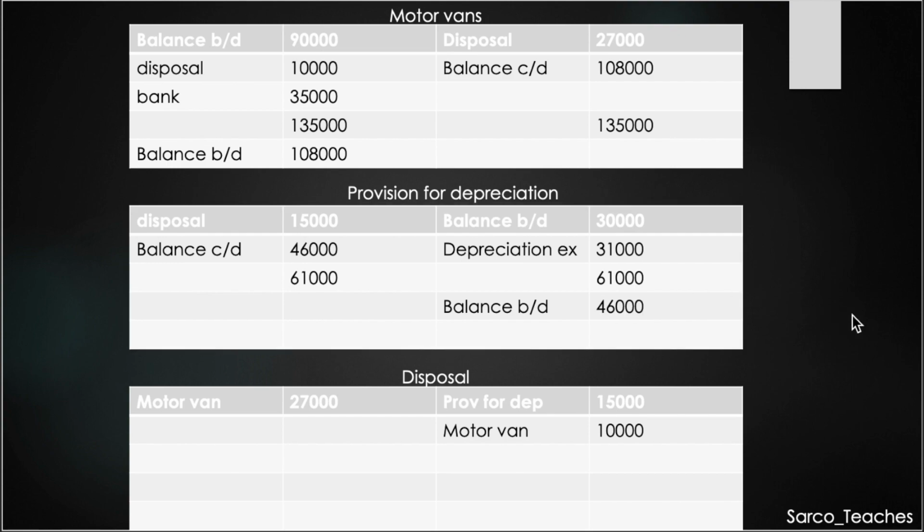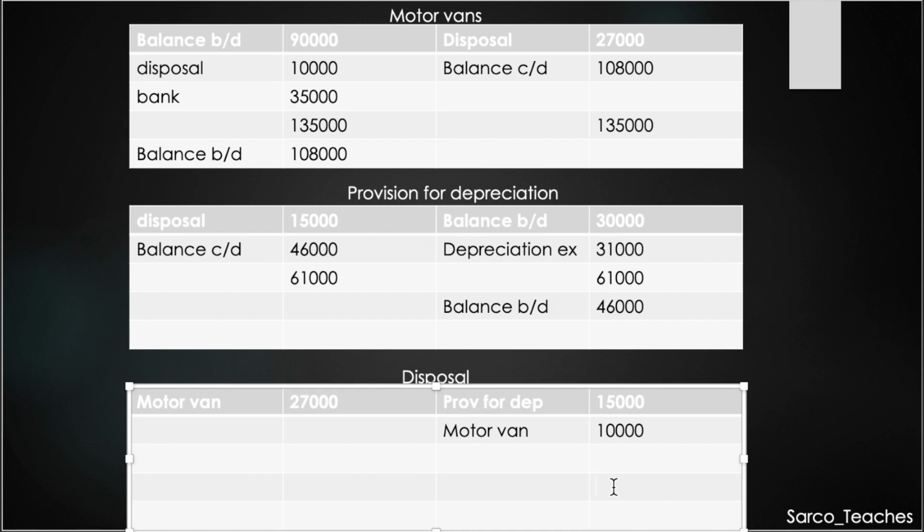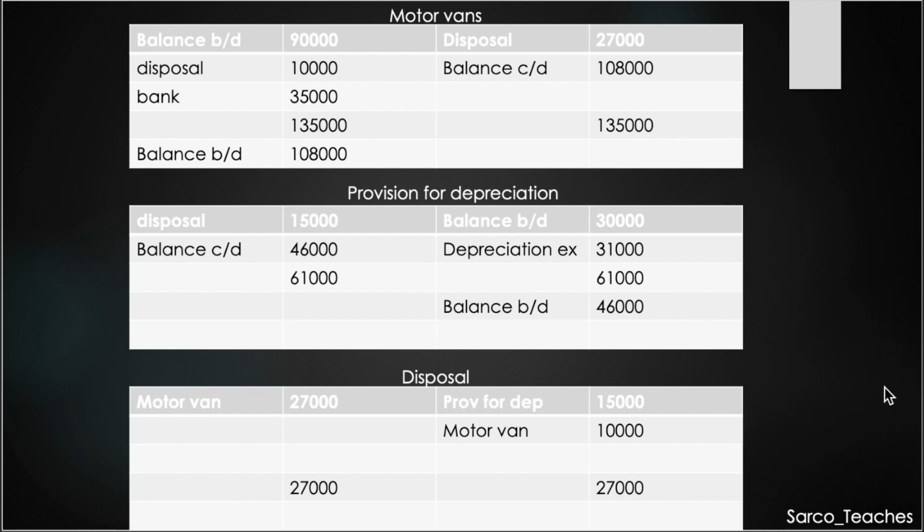So how do we balance off the disposal account? As always, we write the total. So which side has the highest total? The debit side is 27,000 and the credit side is 15,000 plus 10,000, which equals 25,000. So the debit side is more, so we write 27,000 on each side. And then we write the difference, obviously, on the side that's less. So if we do 27,000 minus 15,000 minus 10,000, we get 2,000. So the difference is 2,000. And we put it on the credit side.